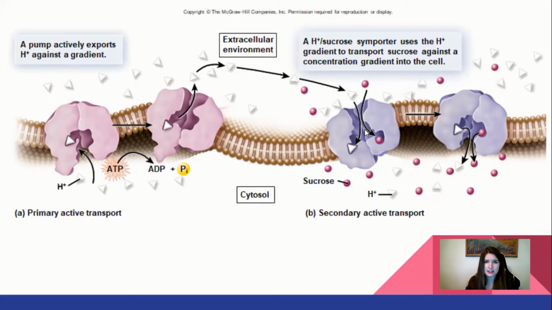Now, this is going to be active transport because if we look at that sucrose, it's going from an area of low concentration to an area of high concentration. Now, we don't see a direct input of energy here, but what is actually happening is that the hydrogen wants to flow down its gradient, so it wants to flow from high to low, and we let it do that. So it's going from high to low, it's moving with its concentration gradient, and as it does that, it takes a sucrose with it. So this protein is a co-transporter, allowing for secondary active transport.